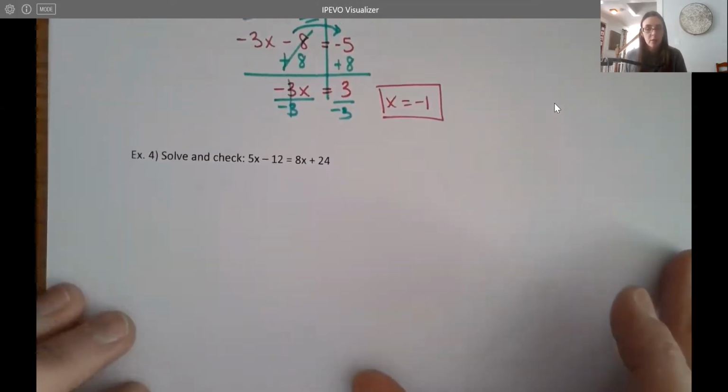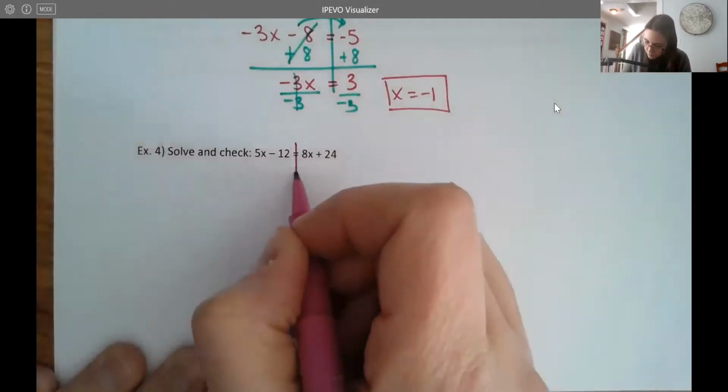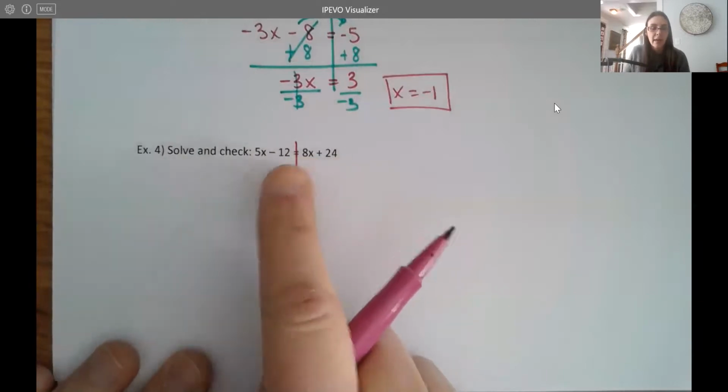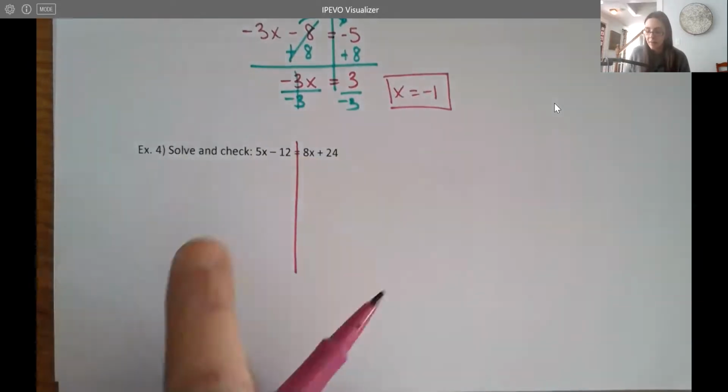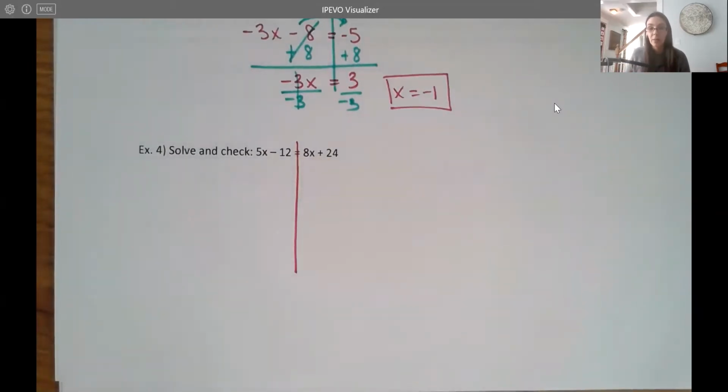All right, and let's do another one. So here I don't have any parentheses. I do see on my left side and my right side, I don't have anything I can really even do, right? 5x and 12 are different, 8x and 24 are different. They're not like terms, so I cannot combine them. So I have to start moving things around. I do want my like terms together, they're just on the wrong sides.